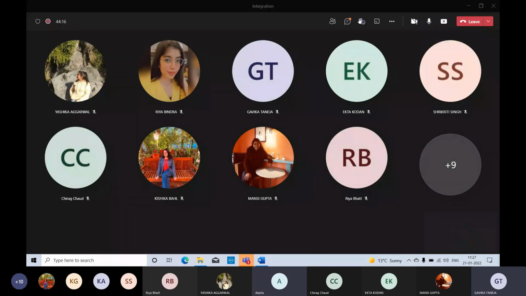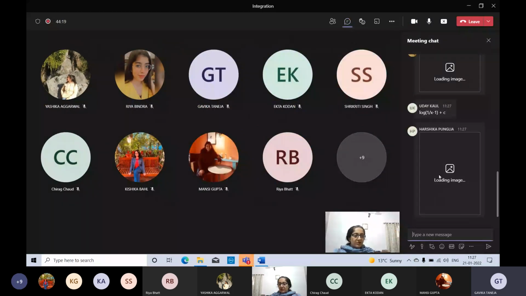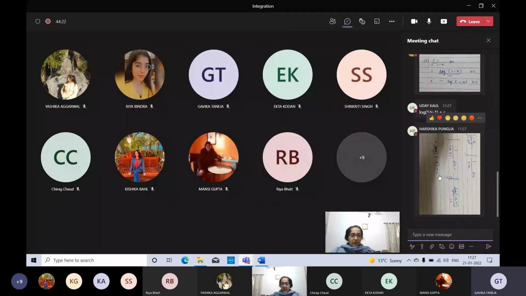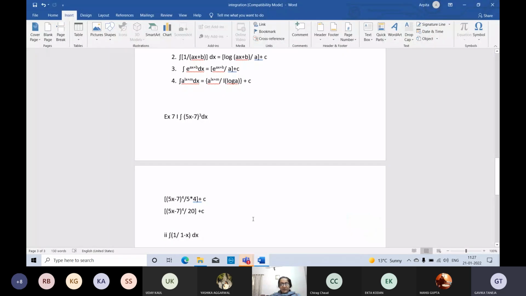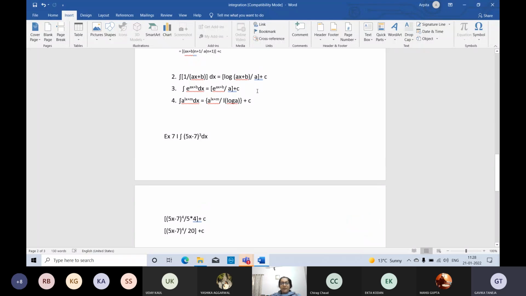I think we have some answer in the chat box. Ashika, and Uday has also given it. Log 1 by x minus 1. Are you sure, Uday? I took the minus power back. Yeah, right. So I think Harshika has given log 1 minus x. Right, Harshika. So which formula was this that we have used here? If you see here, guys, the 4 formulas that I have in front of you, which one did we use now? Second one. Correct.